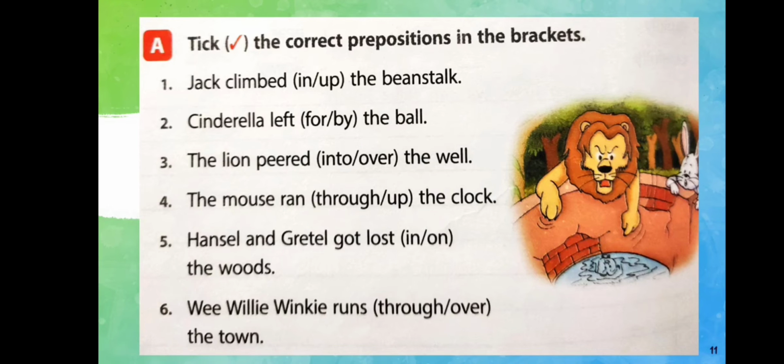Hansel and Gretel got lost in or on the woods. Woods is a large area and it's a general thing, so we have to use in. Hansel and Gretel got lost in the woods. Next is Wee Willie Winkie runs through or over the town. The answer will be Wee Willie Winkie runs through the town. It's not over the town, it is through the town.